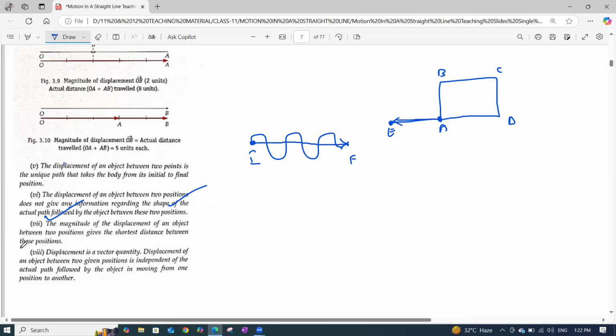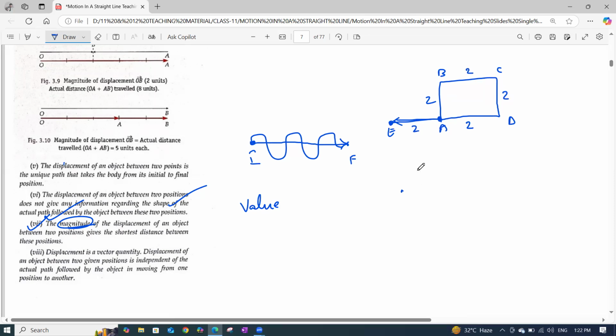That's it. Then 7th point, the magnitude of the displacement. So what is meant by magnitude? Magnitude is nothing but value, just numerical value. So the magnitude of the displacement of an object between 2 points gives the shortest distance between these positions. So as I said, for example, A to B, 2 meter, B to C 2 meter, here 2 meter, here 2 meter, here 2 meter.